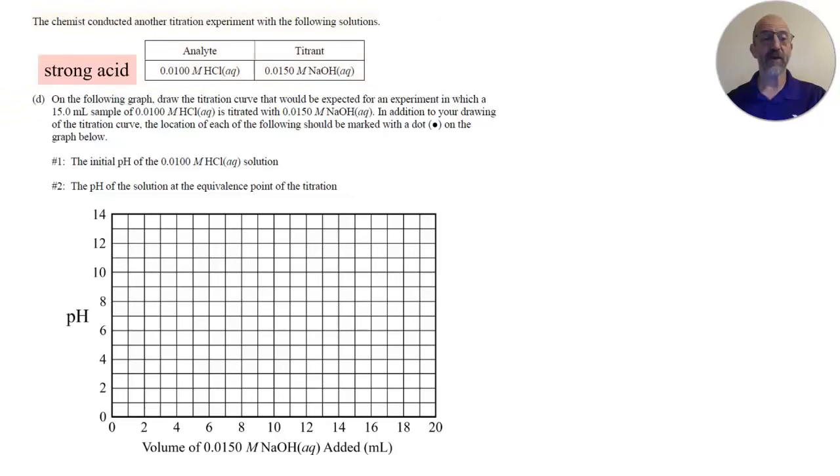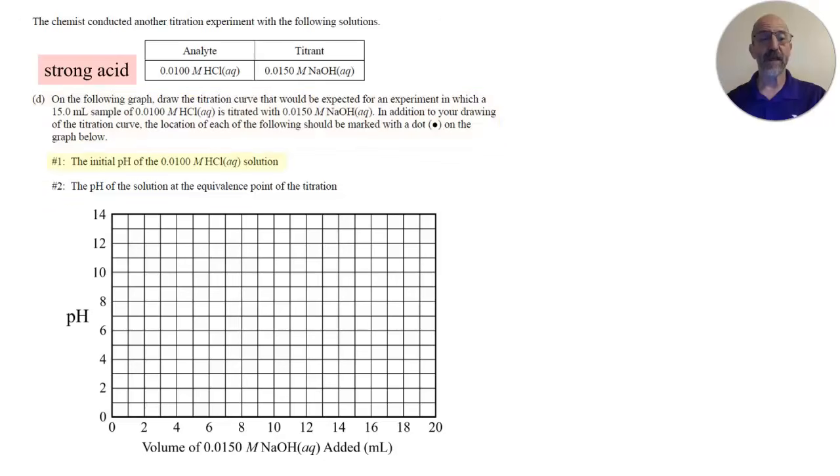So on the following graph, draw the titration curve that would be expected for an experiment in which a 15 milliliter sample of 0.0100 molar hydrochloric acid, again that's a strong acid, is titrated with 0.0150 molar sodium hydroxide, that's a strong base. Now, in addition to your drawing on the titration curve, the location of each of the following should be marked with a dot on the graph below.